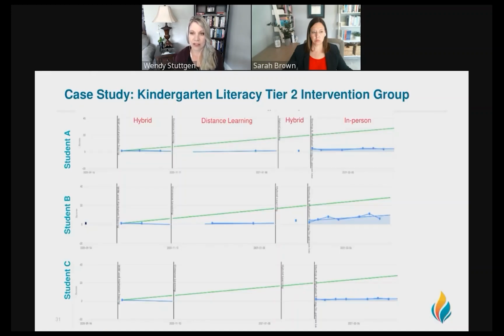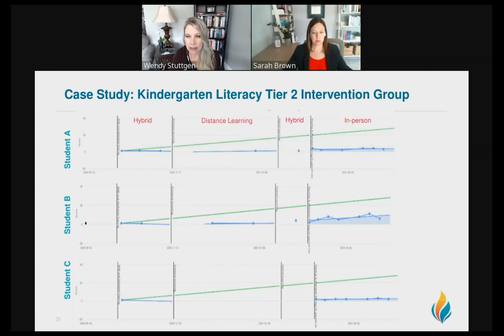So now let's take a look at some real student data using this process. So here's an example of a Tier 2 kindergarten intervention group who is working on letter names and letter sounds during the 2021 school year. The intervention group started in hybrid learning model in October of 2020 and was using a combination of intervention materials addressing foundational reading skills. In November, a phase line was dropped indicating the school had moved to distance learning. And then another phase line was dropped once they returned back to hybrid in February.